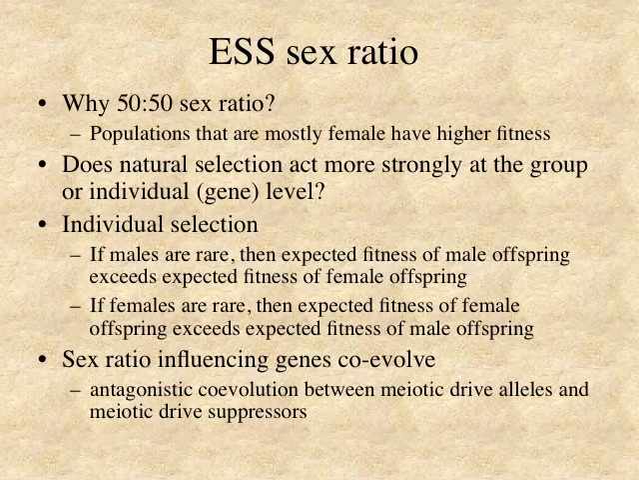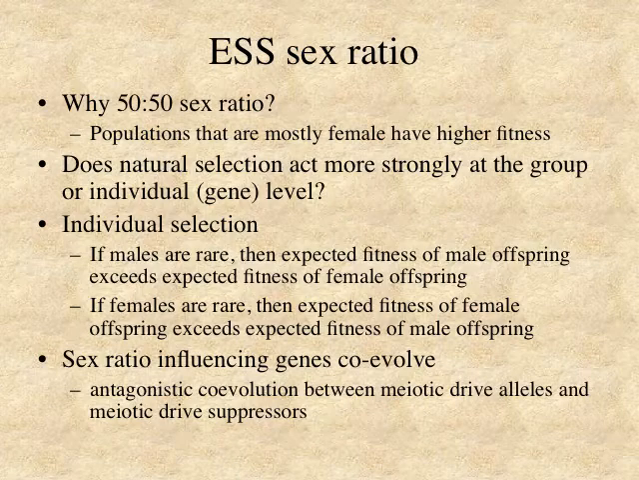Meiotic drive means that at meiosis, one allele is more likely to be in the gametes than you would expect by chance, right? So you would expect 50-50 X and Y. Meiotic drive alleles make it so it's more likely that there are X alleles or X chromosomes in the sperm. So meiotic drive alleles are counterbalanced by meiotic drive suppressors.